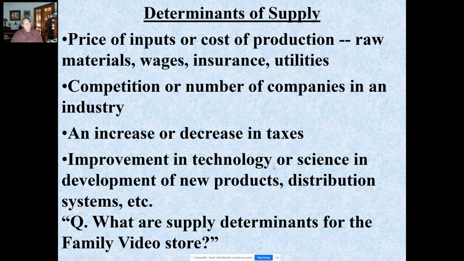Okay, so here are my determinants of supply. Price of inputs, competition, taxes, and technology. So only 4. If you remember from the demand side, we had 5 determinants of demand: change in income, change in population, change in taste, substitutes, complements. But on the supply side, we only have 4: inputs, competition, taxes, technology. So just memorize those, I guess, or keep these notes handy or something, but we'll need to know those 4 determinants. Same exact deal, just like on the demand side.